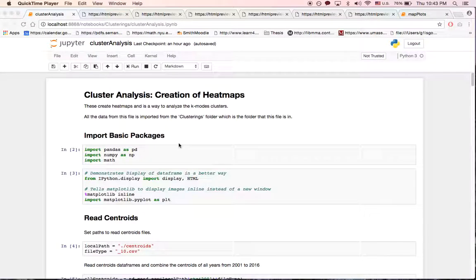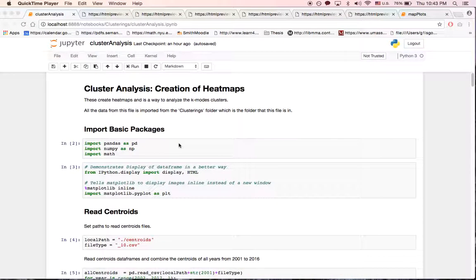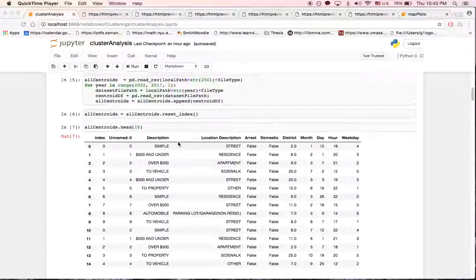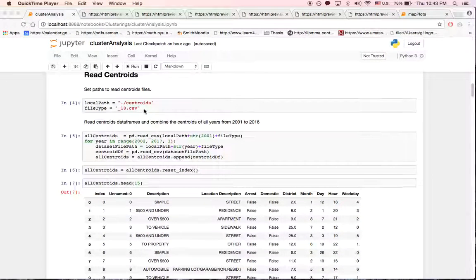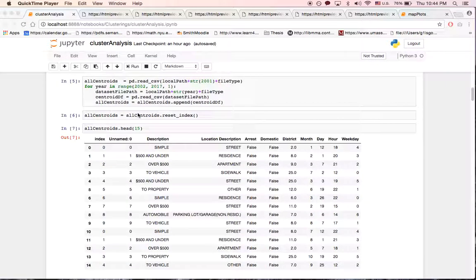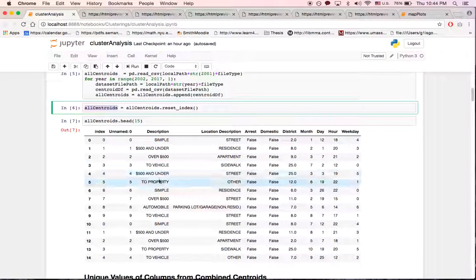So this is a cluster analysis file. Basically, this file creates heat maps by using the labels that we extract from the centroids. As you can see here, we're retrieving all the data points of the centroids, and then we're conglomerating them into this all-centroids table.